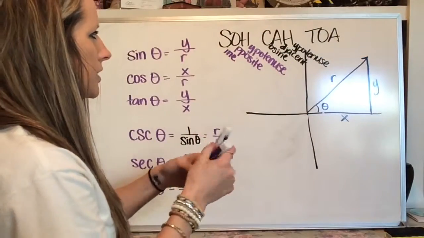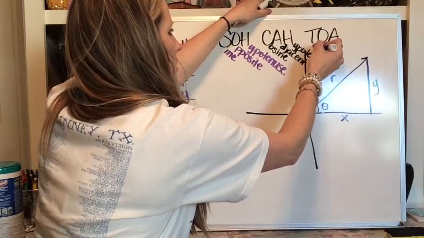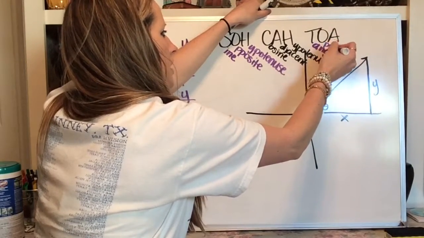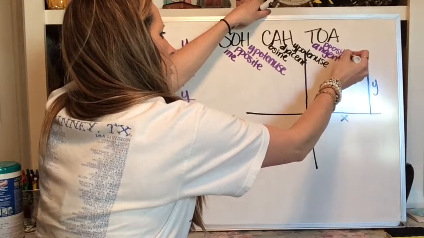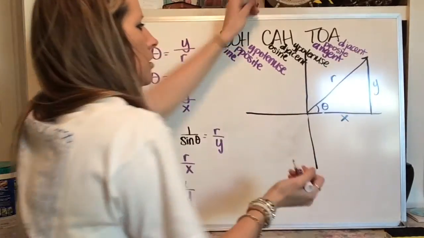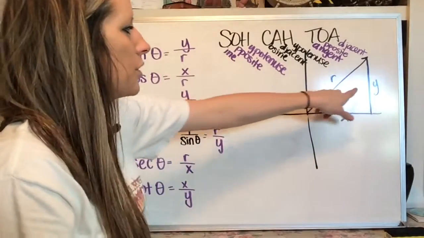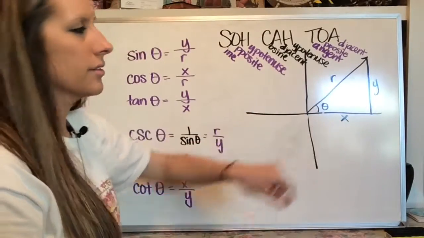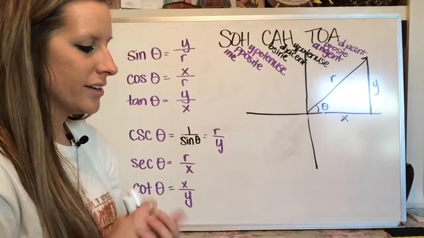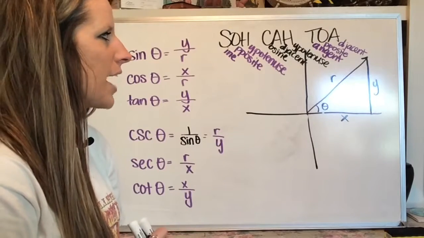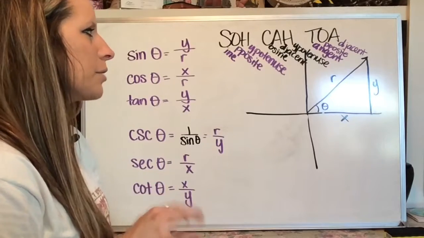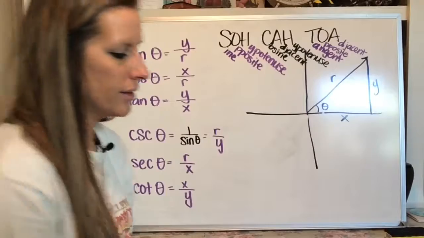And then the last one, TOA, is tangent. Tangent is going to be the opposite over adjacent. So my tangent is going to be y over x. SOHCAHTOA. So I would definitely write that down. I really don't know a math teacher that doesn't use SOHCAHTOA. So everybody uses it because it helps out a lot.